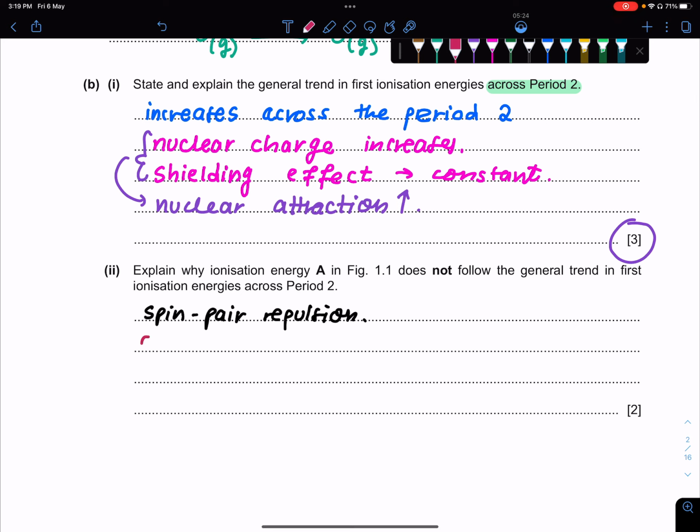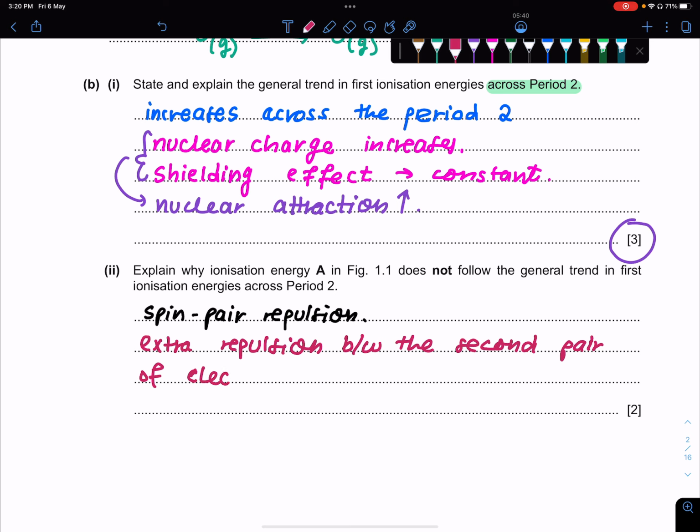So what we're going to write is the extra repulsion between the second pair of electrons in 2p of oxygen makes it easier to remove an electron, right?